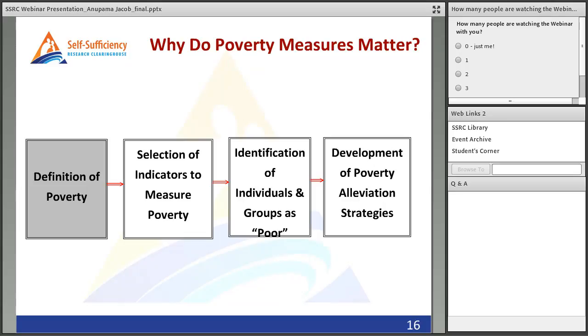Our definition of poverty will reflect our underlying values, political ideologies, as well as the social, cultural, and historical context of society. Now, once we've defined poverty, the next step is to select indicators to measure poverty based on our definition of poverty. So if we define poverty as lack of income alone, then an indicator might be a certain income level below which people are considered poor. The indicators selected in the poverty measure in turn will determine who is identified as poor in a society. And the measure used will naturally result in differences both in poverty rates and the profiles of the poor. And this then affects how we decide to respond to the problem of poverty and what poverty alleviation policies may be called for.